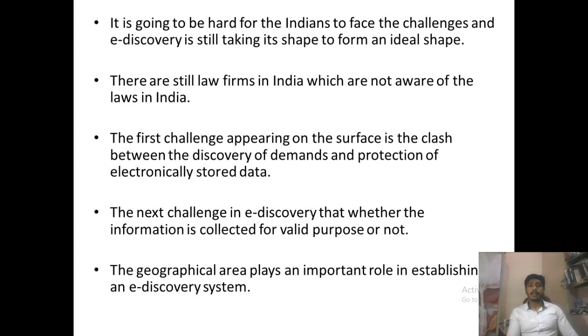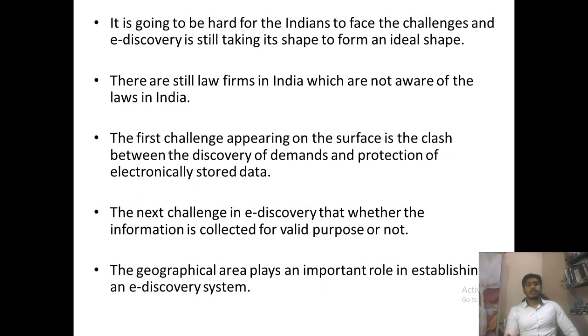The first challenge appearing on the surface is the clash between the demands of discovery and protection of electronically stored data. The next challenge in e-discovery is whether the information is collected for a valid purpose or not. The geographical area plays an important role in establishing an e-discovery system.